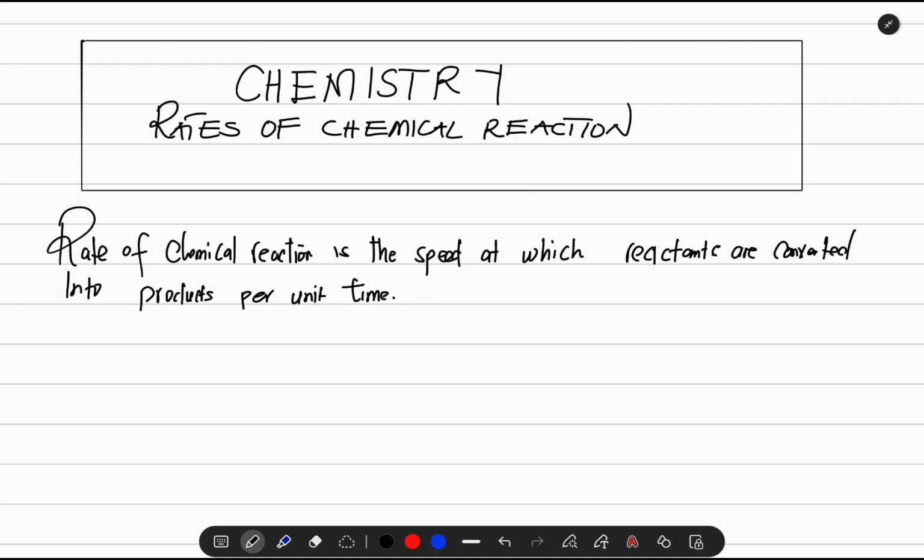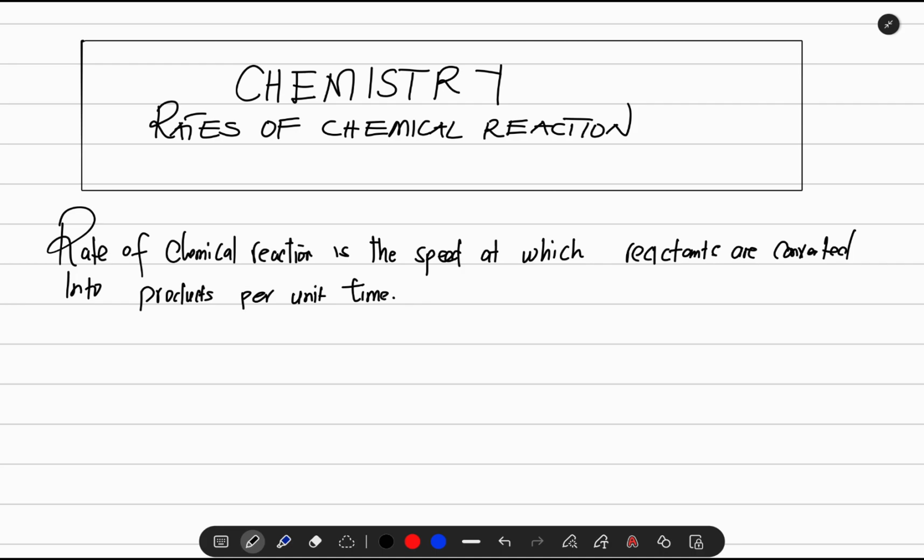Now, for this process to occur, it is accompanied by what we call factors. These factors can affect the rate of chemical reaction in a negative way or in a positive way. Therefore, if you are explaining how a certain factor affects the rate of chemical reaction, you have to explain in two ways, the negative and the positive. So let's look at the factors.